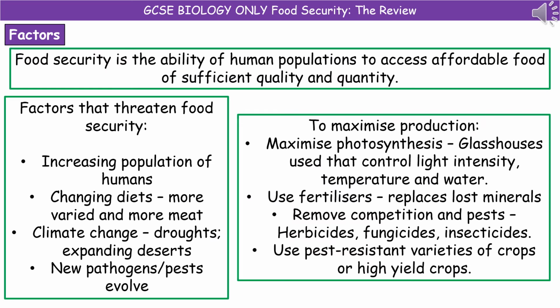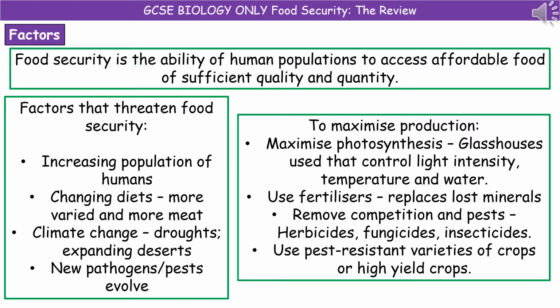Today's Biology Blast, we're going to look at food security and selective breeding. So for those of you doing GCSE biology, you need to know that food security is the ability of human populations to access affordable food of sufficient quality and quantity.